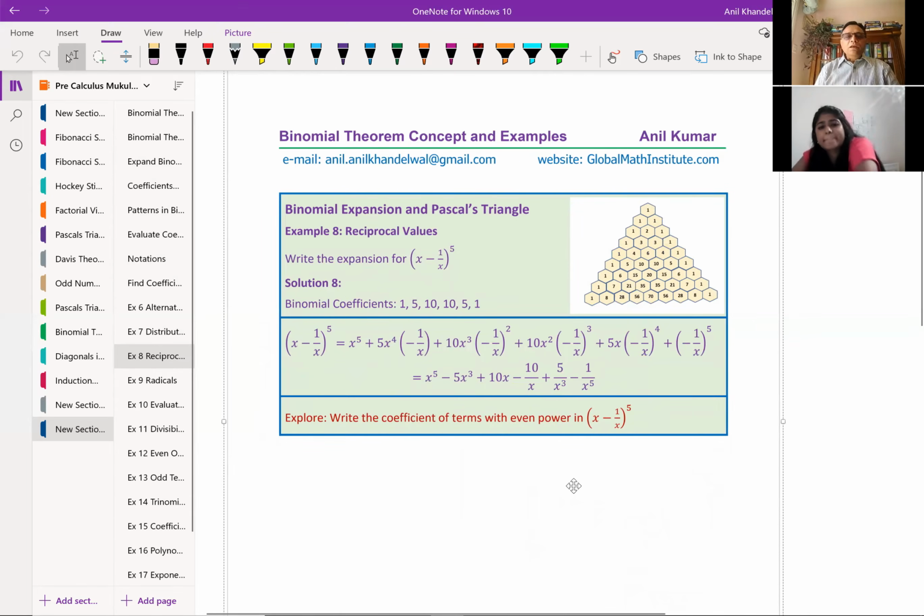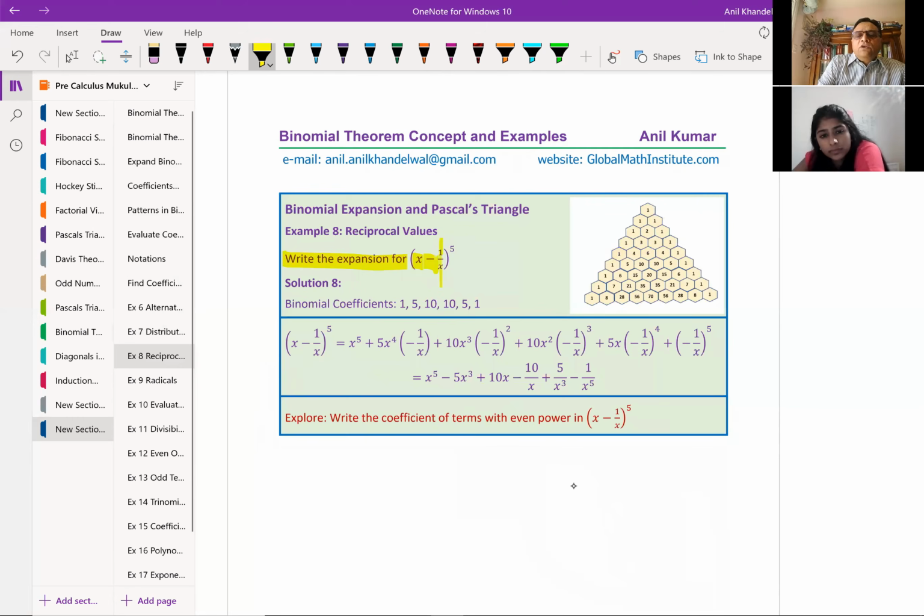Now, we'll get into examples which are seen in examinations. We have different kinds of functions, right? We could have square root, we could have reciprocal functions. So in this particular case, in example 8, we will expand x minus 1 over x to the power of 5. So I just changed the type of function, taking the reciprocal with a negative sign, just to give you a variety of working with these terms in expanding them.